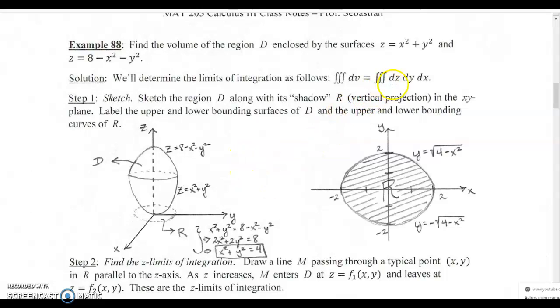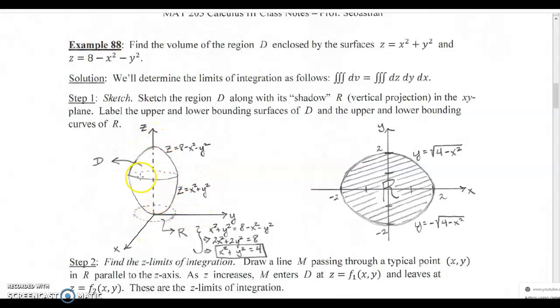The reason we want to do dz dy dx is because we have to think about where these two surfaces intersect, and the region that we're going to integrate over in the xy plane is this intersection. That's the shadow down on the xy plane. So this is our region R. This region will be dy dx, so that should be our outside two. And then z will go from the lower surface, z equals x squared plus y squared, up to the upper surface, z equals 8 minus x squared minus y squared.